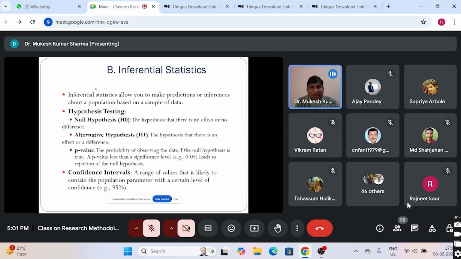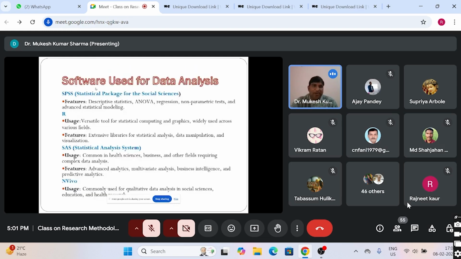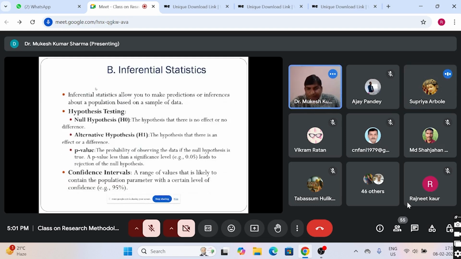Now, later on, I will explain to you what the level of significance is and what a confidence interval is. These are the actual terminology. We'll explain later. Yes, please. So please, once again explain the null hypothesis.